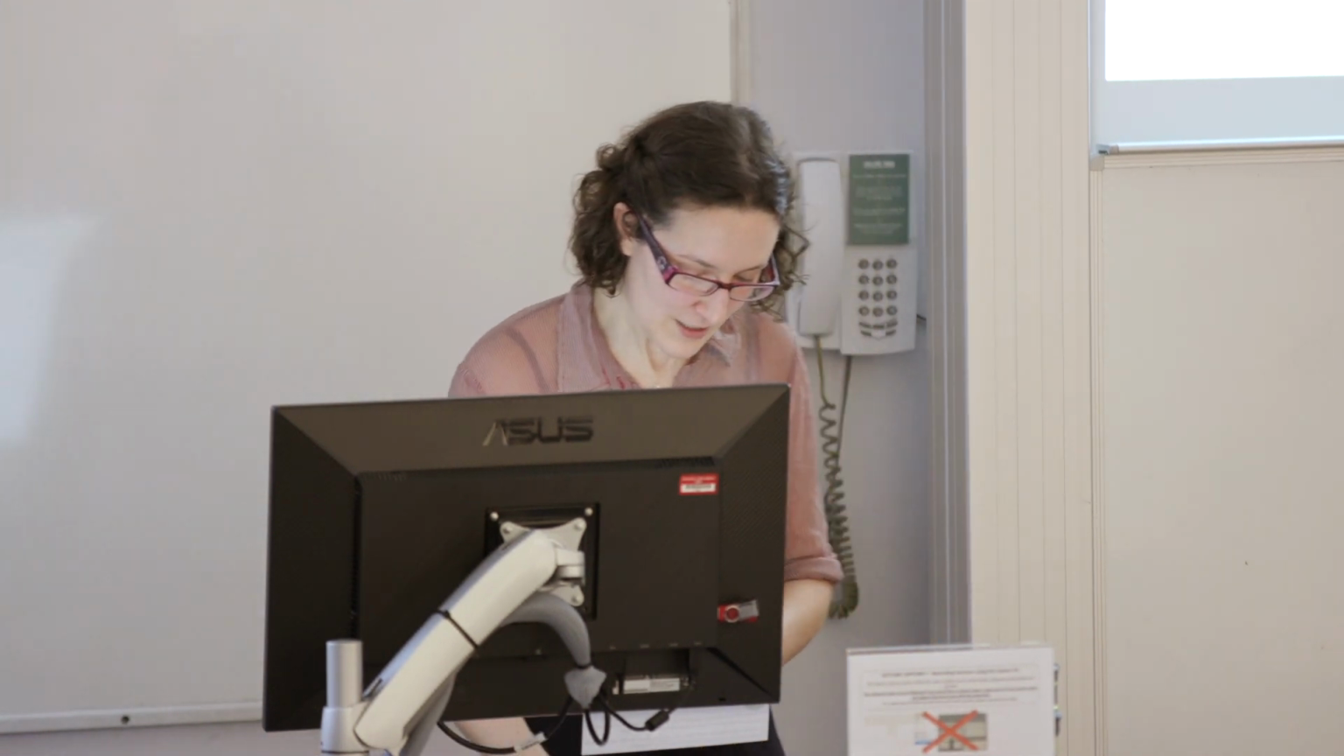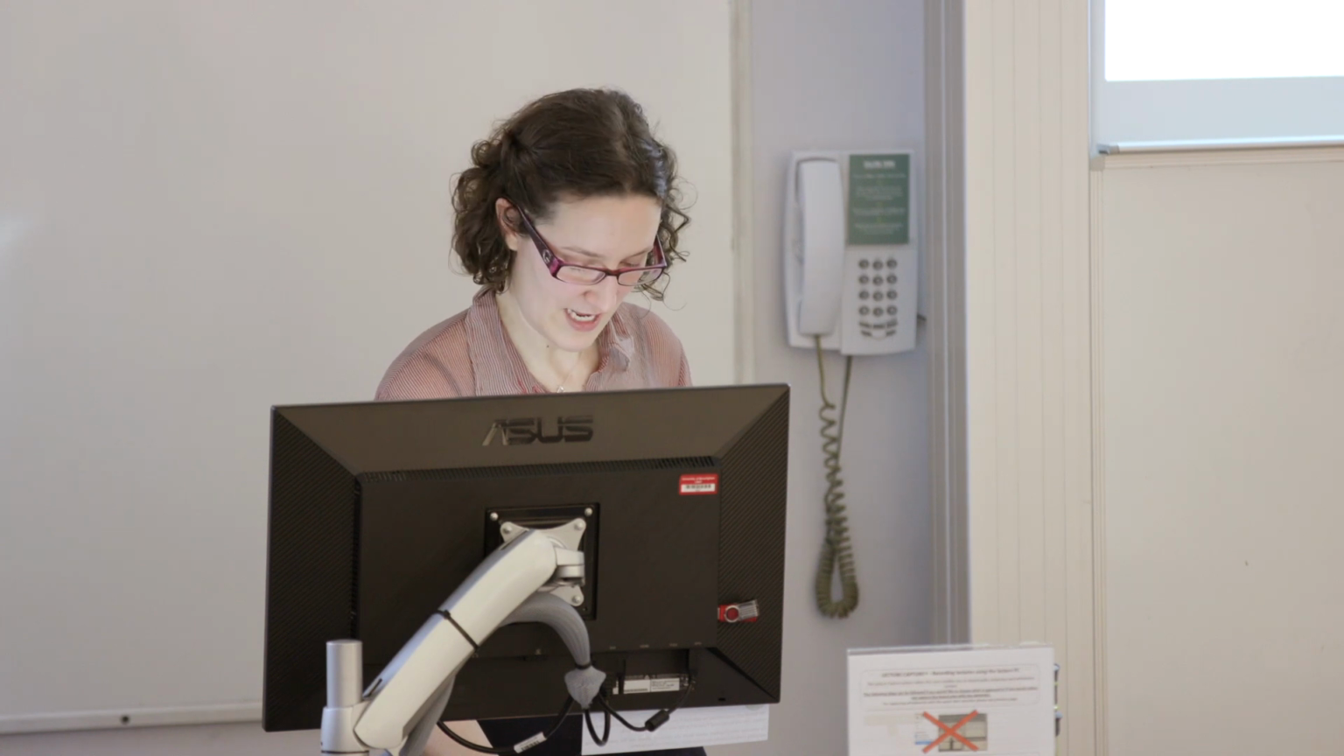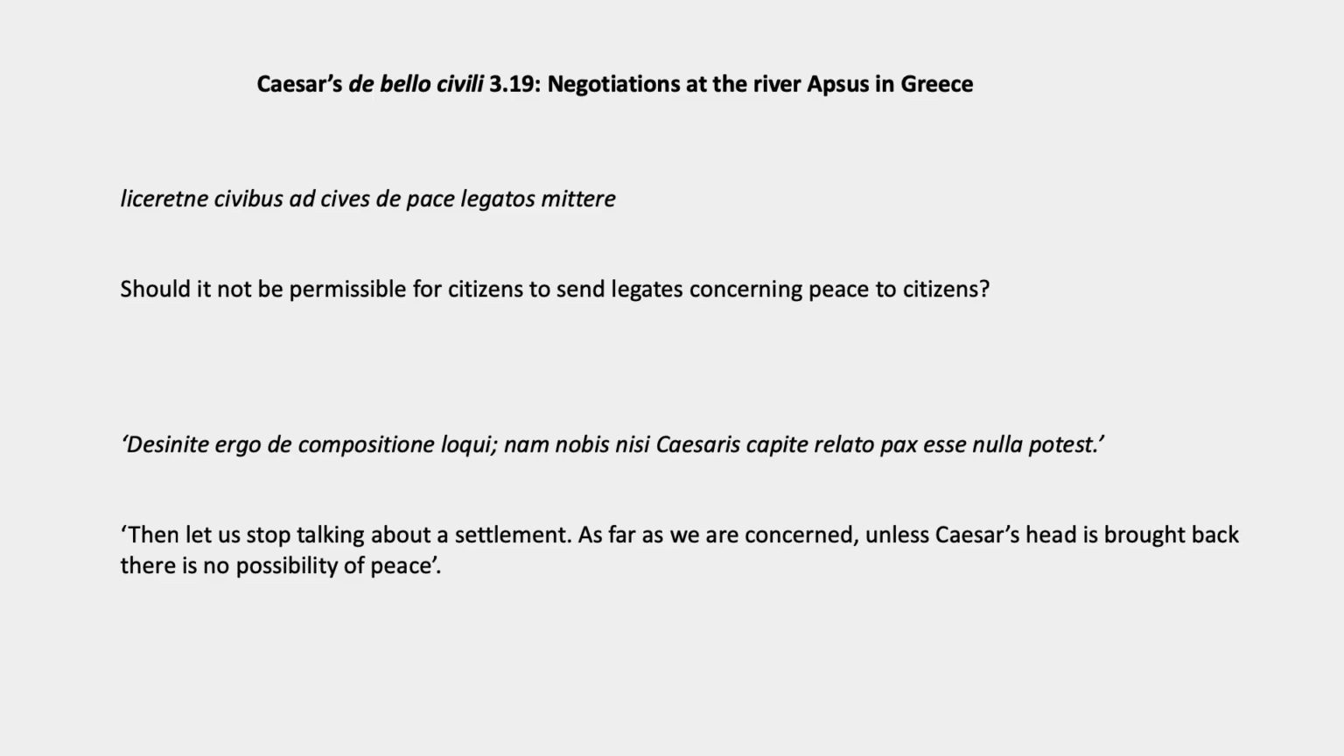But the response Caesar puts in the mouth of Pompey's legate confirms the choice of violence against the state, rather than reconciliation with Pompey. Let's stop talking about a peace settlement. As far as we are concerned, unless Caesar's head is brought back, there's no possibility of peace. Again, this obsession with cutting off heads.